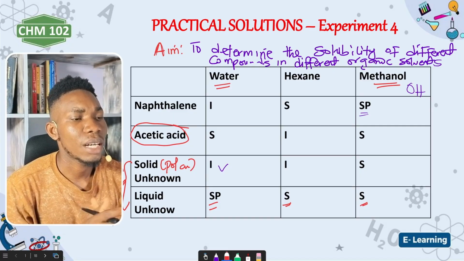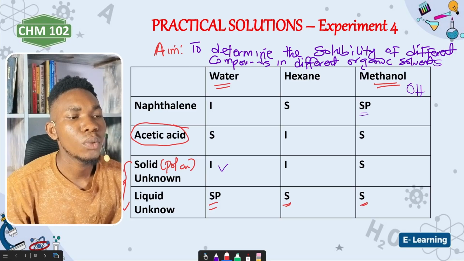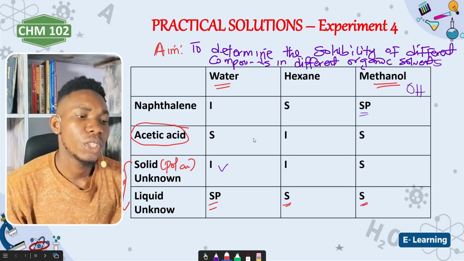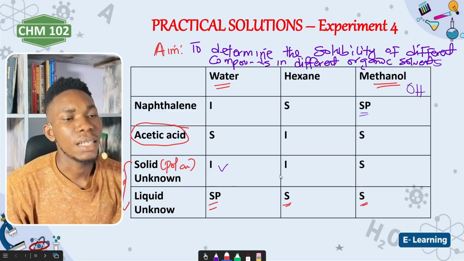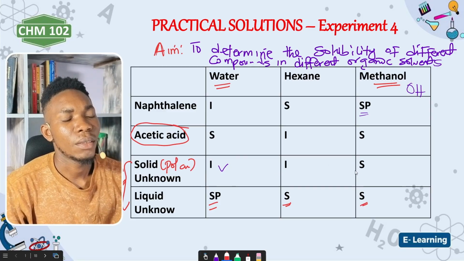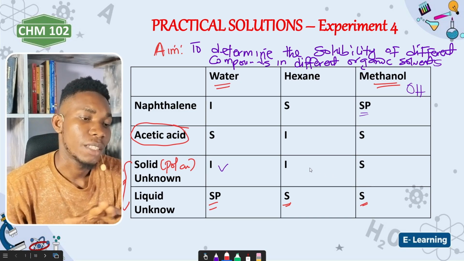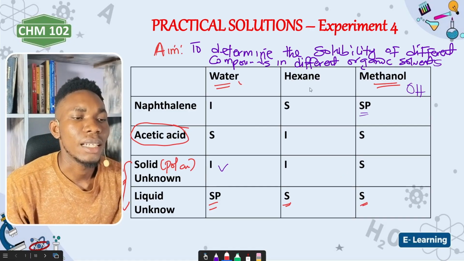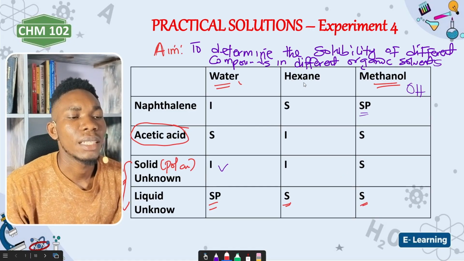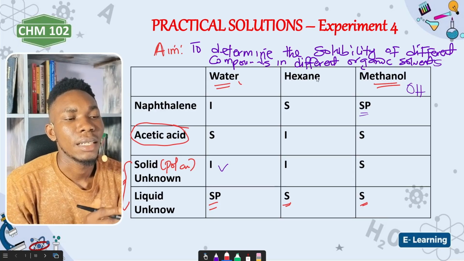And all the discussion I've said so far, you could just outline it. Solid unknown, for this particular one, is insoluble in water, insoluble in hexane, soluble in methanol. Based on the result, I cannot really say much about this particular one. Are you getting it? Because it cannot be insoluble in water and at the same time insoluble in hexane. Are you getting it?